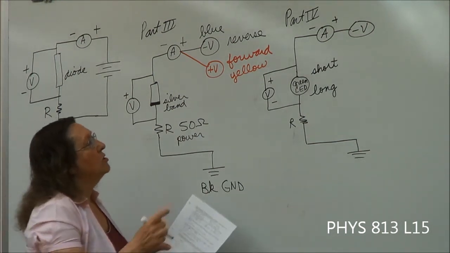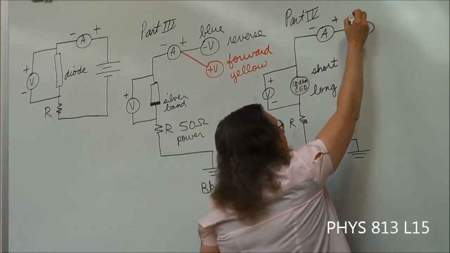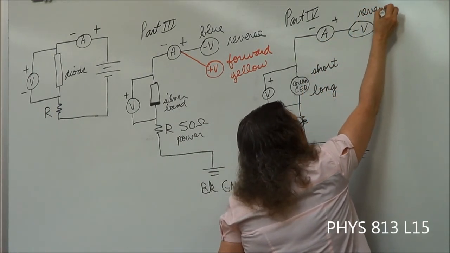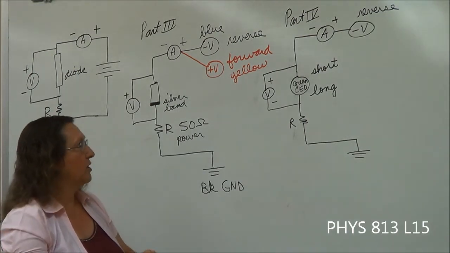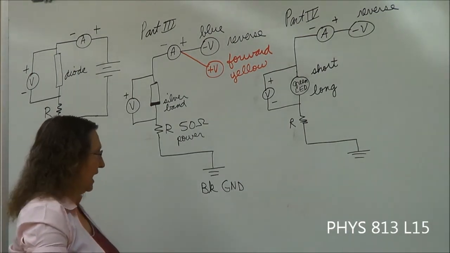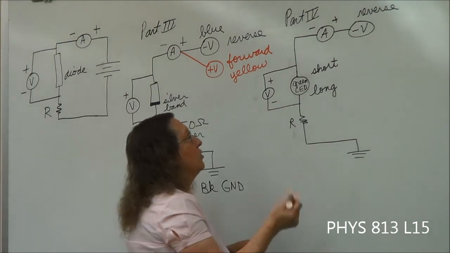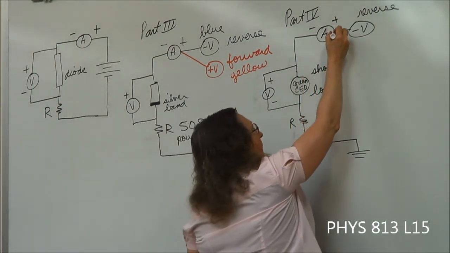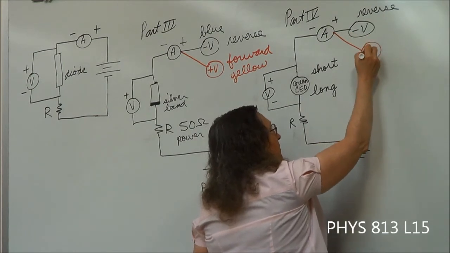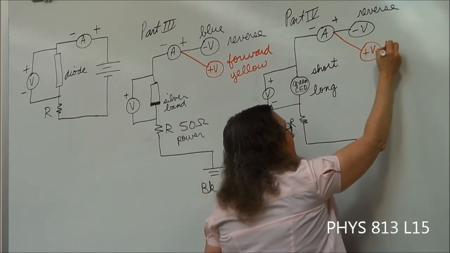Okay. So again, this is reverse. And then when you get the data for that one, then you will leave everything where it is, and you'll change this over to the positive, and this is the forward.